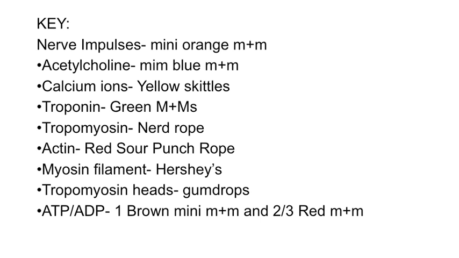Each piece of candy represents an active role in muscle contraction. The mini orange M&Ms represent nerve impulse, the blue M&Ms represent acetylcholine, the yellow Skittles represent calcium ions, the green M&Ms represent troponin, the nerd rope represents tropomyosin, the red Sour Punch rope represents actin, the Hershey's bar represents myosin filament, the gumdrops represent myosin heads, and lastly, the brown and red M&Ms represent ADP and ATP.